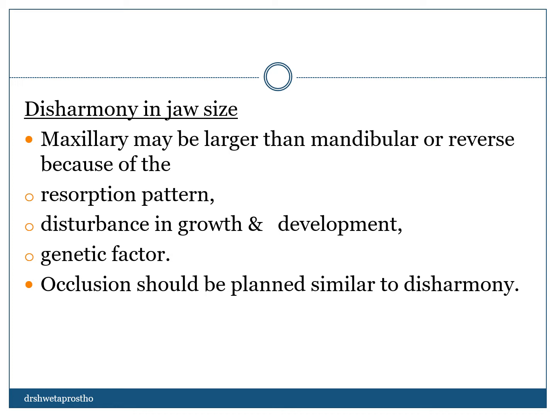Disharmony in jaw size. Any disharmony in jaw size not only causes compromised retention of either denture but also creates troublesome recording of jaw relations. The maxillary arch may be larger than the mandibular or the reverse. This can be because of, first, the resorption pattern. The sequence of tooth extraction also plays a role. Then comes disturbance in growth and development, or genetic factors. As I told you before, the jaw relation has to be recorded carefully and occlusion has to be planned according to the disharmony in jaw size.